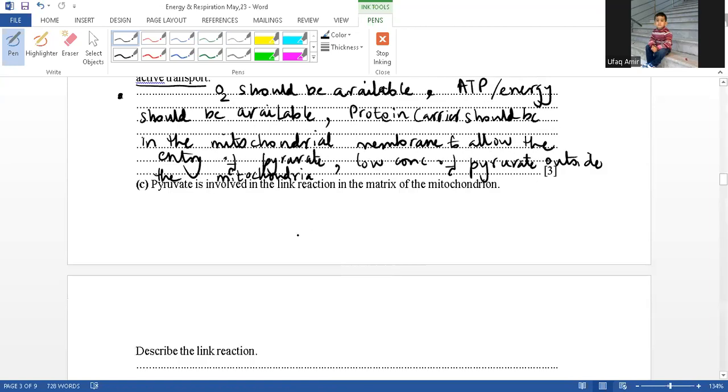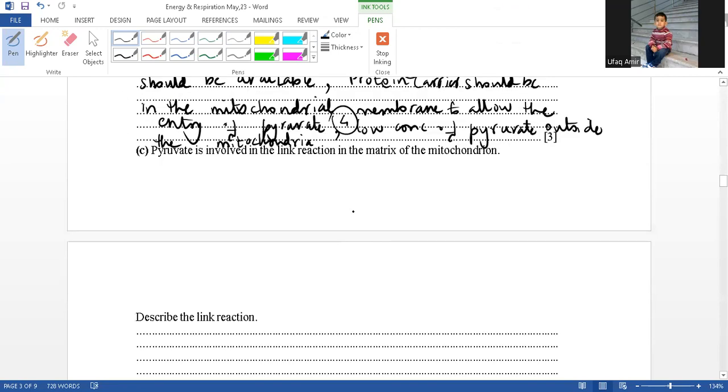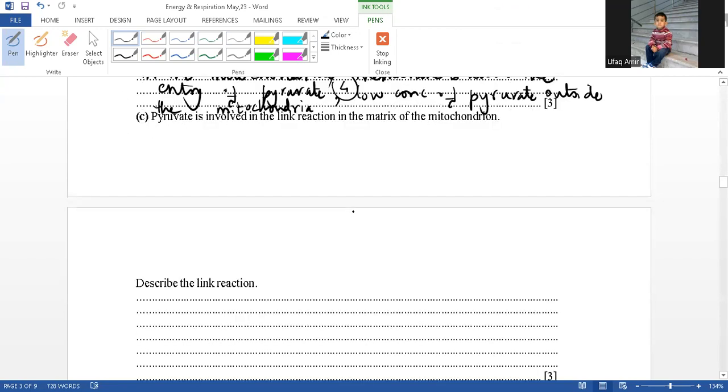Okay, and these are the conditions. I've told you four. Oxygen should be available, ATP should be available, protein carrier should be in the mitochondrial membrane to allow the entry of pyruvate, and low concentration of pyruvate outside the mitochondria so that it can be actively transported into the mitochondria. Pyruvate is involved in link reaction in the matrix of mitochondria.